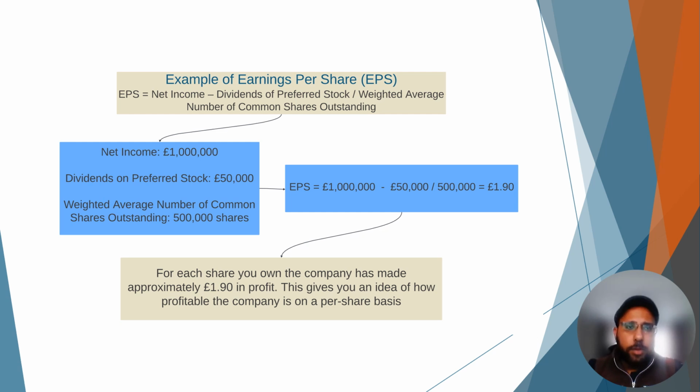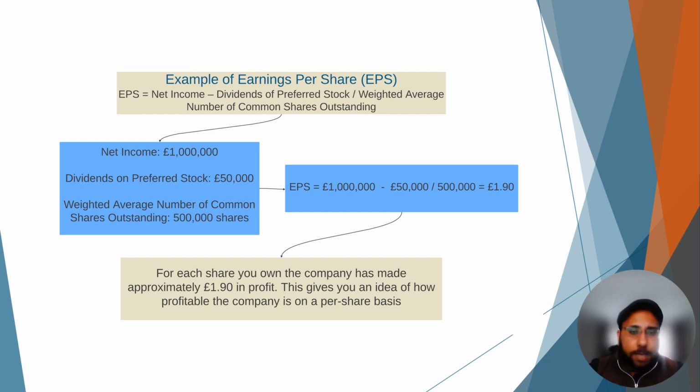Okay, so with our example here, the company has earned a total profit of £1 million. However, £50,000 of that profit was used to pay dividends to preference shareholders, leaving it with £950,000 available for common shareholders like yourself. Since there are 500 shares of stock outstanding, you would take that 950 divided by the number of shares currently in the market. So for each share that you own as a shareholder, the company has made approximately £1.90 in profit. This gives you an idea of how profitable the company is on a per share basis.